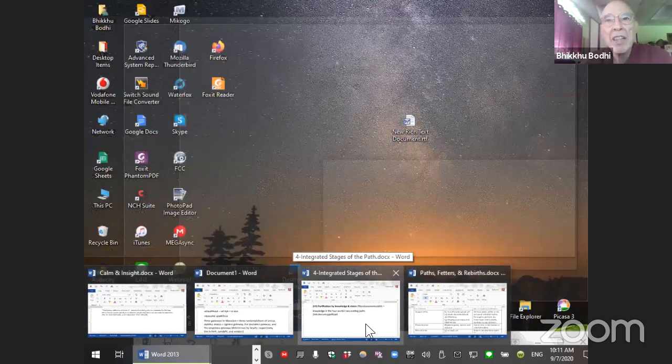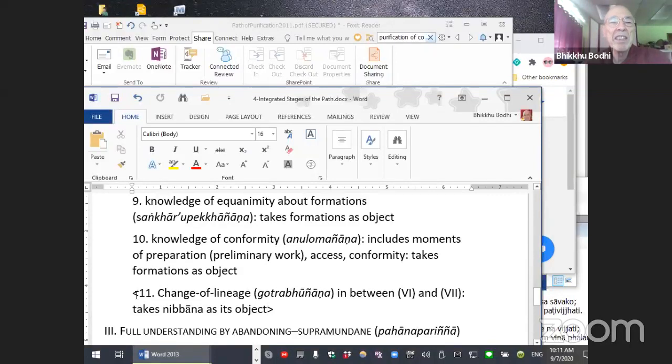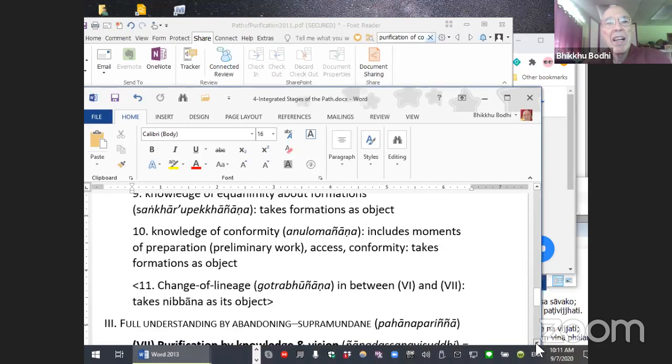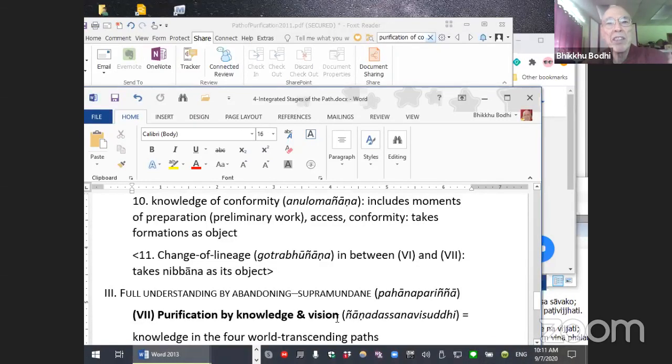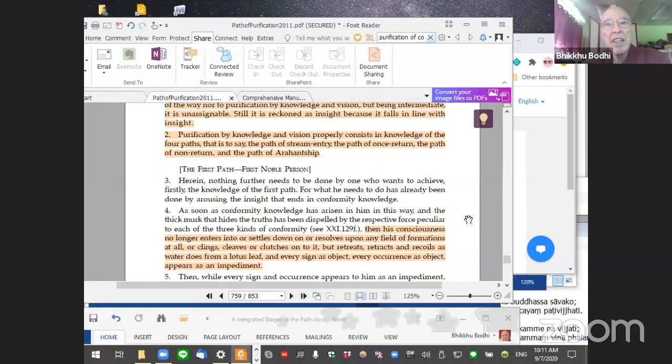So in my map of the integrated stages of the path, one sees I put it in square brackets because it doesn't belong to purification by knowledge and vision of the way, and it does not yet belong to purification by knowledge and vision. So it's intermediate, and it takes nibbana as its object. And so here we'll have a more detailed explanation of this transition from the stage of insight knowledges to the arising of the experience of the world transcending path.